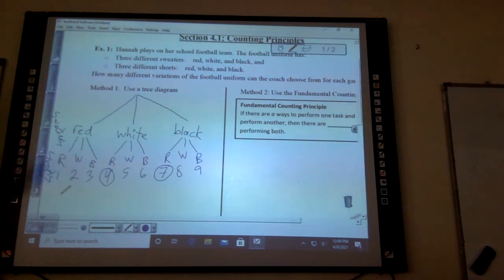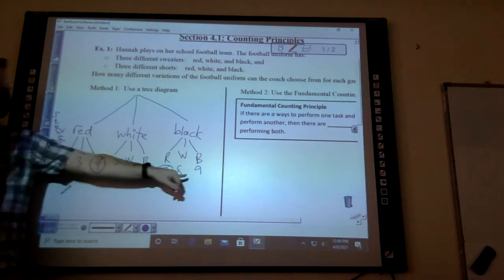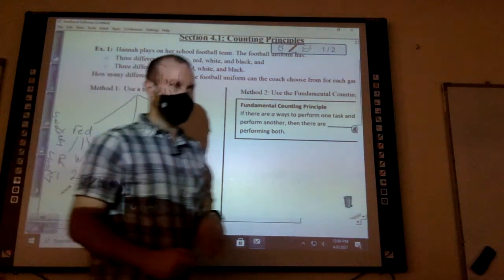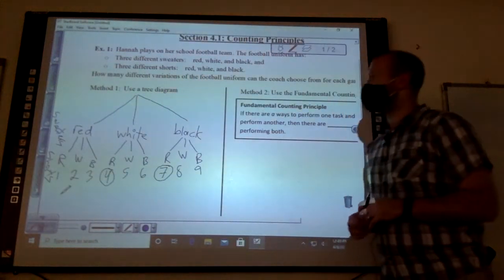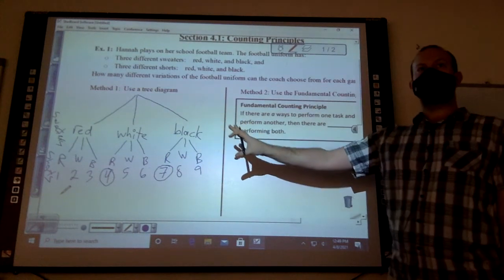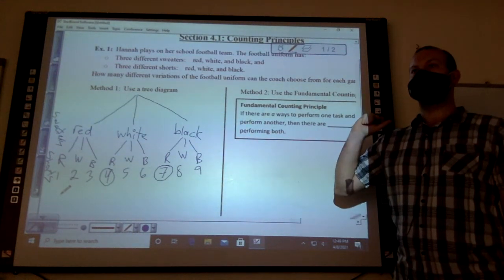So you can go through and look at all your different options for these. Notice with this, we figured out how many total options I have for the sweaters and the shorts for combinations. All I need to do is look at how many branches I have at the very end. It's 9. So I've got 9 different options that I can pick. Any other questions with this? Does it make sense?